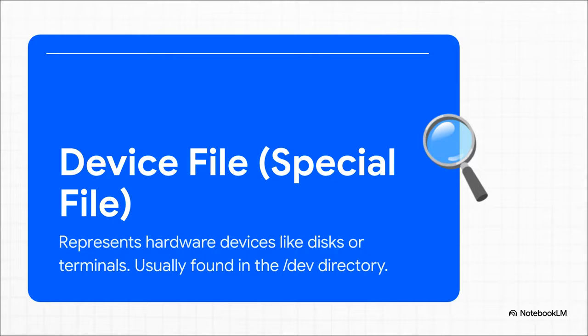And number 3 is the really cool one, the device file. This is how Linux talks to the physical world, to actual hardware. It's a file that represents your hard disk, your keyboard, your mouse, basically anything you can plug in or touch. And there are two main flavors: block devices and character devices. But we'll get to what that means in a minute.